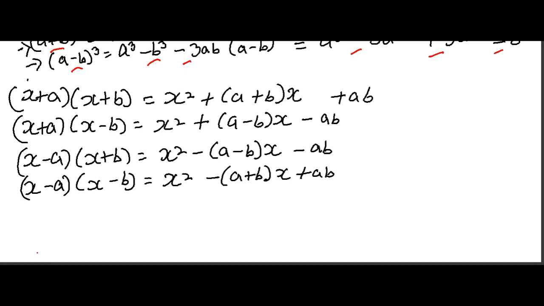Let's revise. First, let's take x plus a. If you see, this is x plus a into x plus b. What is the product? What is the expansion? We get the expansion is x square plus a plus b into x plus ab. So you see, when this is plus and this is plus, what you get is all plus. Okay, next one is x plus a into x minus b. Now here you see, first is x square plus a minus b, here you get a minus inside, into x minus ab.